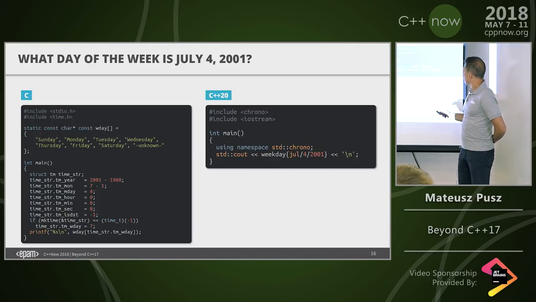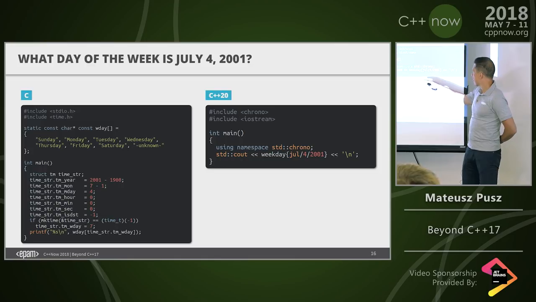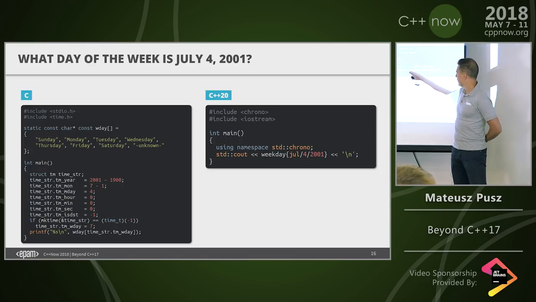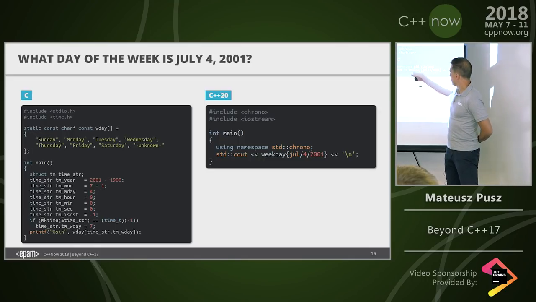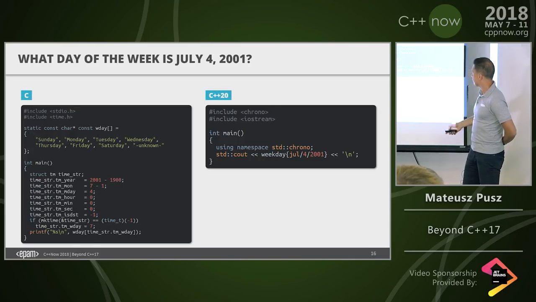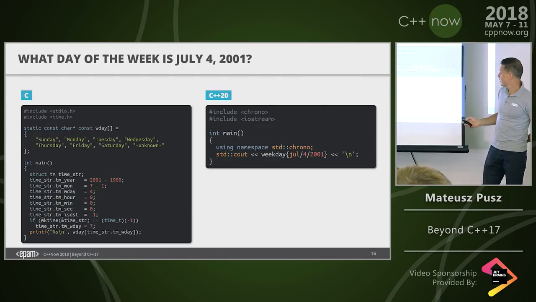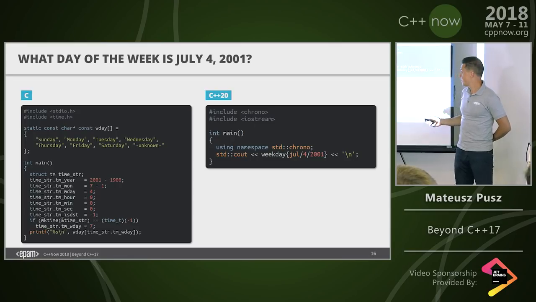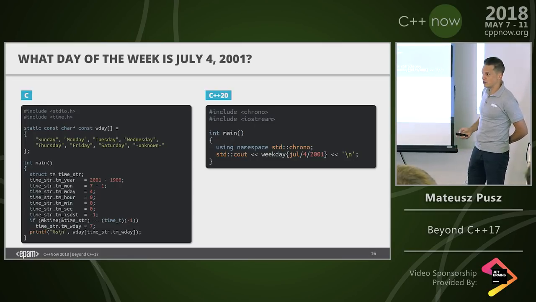With C++20, we'll have extensions to chrono that will allow you to type something like this, where you say that you want to get the weekday of July 4th, 2001. With that, everything prints fine and you get the result on the console. This is the library done by Howard Hinnant. It's available on GitHub. And I'm using this in production for 2 years already. So you can start using this right now.